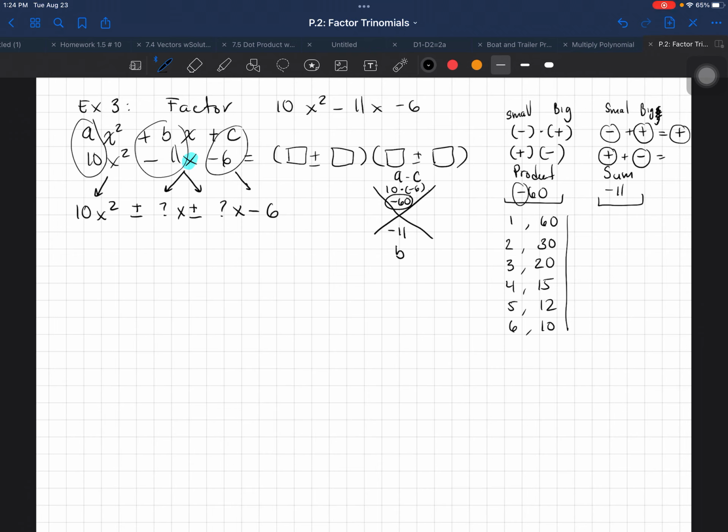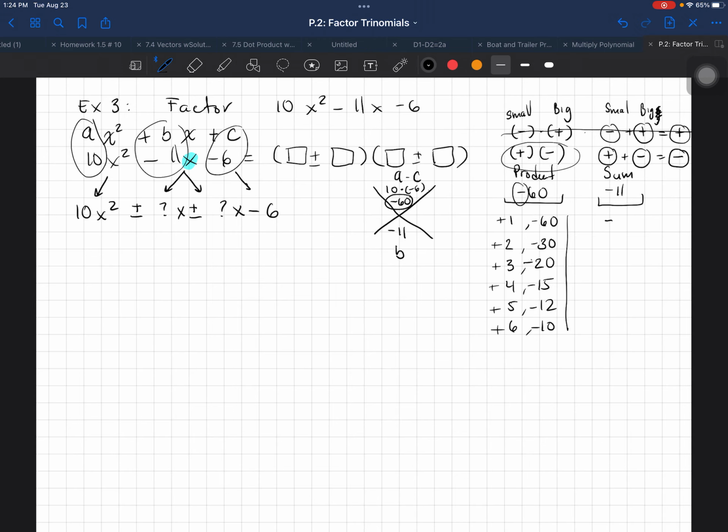All right. So if the negative is bigger than the positive, when you add them together, the negative will overcast the positive, so that will be a negative, right? So the only way we can get a sum of negative is if the bigger number is negative. So that means that this is going to be the case. So we have positive, negative, positive, negative, positive, negative, positive, negative, positive, negative, positive, negative.